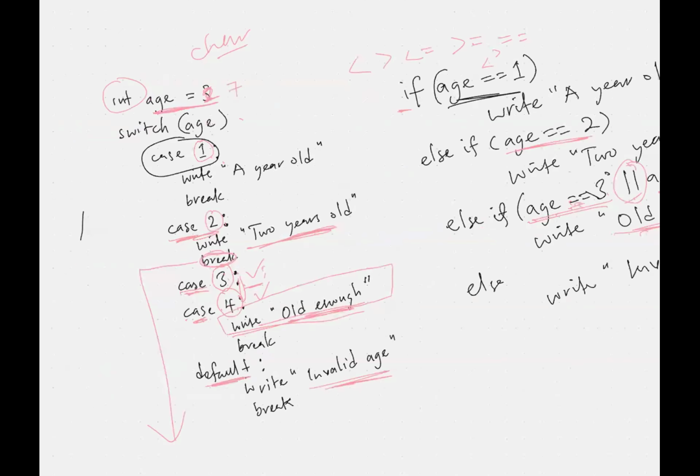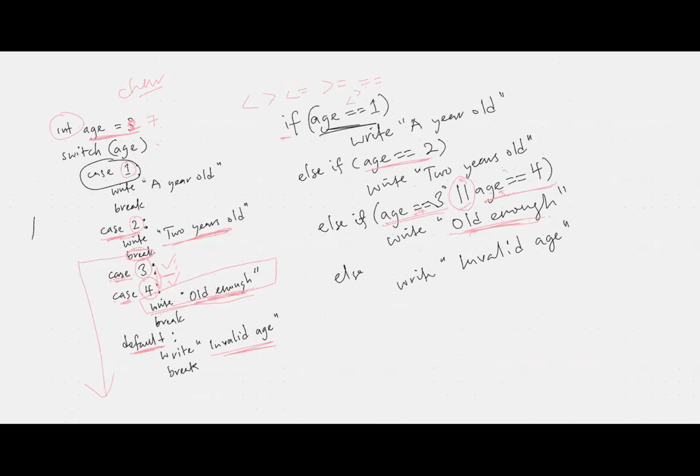So meaning after the default, and then you write invalid age, and then you break out, nothing comes again after that? Oh, nothing. Basically it's just the end of the switch. Okay. Yes, but this is just pseudocode. You understand? So it doesn't really mean anything.